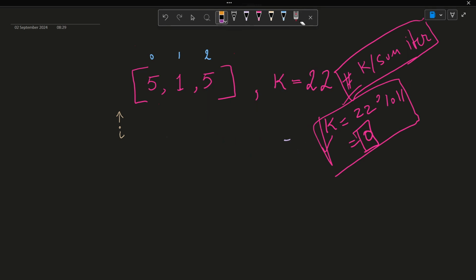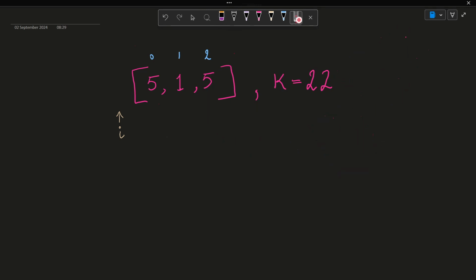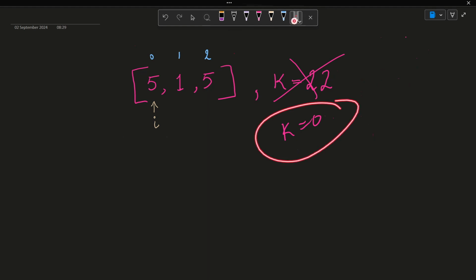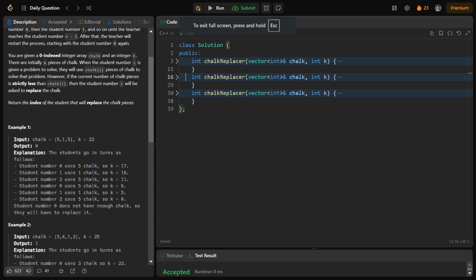So clearly I'll just remove all of this. What I'm left with is k equal to 0, and we are starting our solution exactly from this. So now I take this, go to the 0th student and say solve the problem, and the student is like, I need 5 chalks, give me 5 chalks. The teacher is like, I only have 0 chalks. So the teacher is like, you replace the chalk. And so in the first step itself, we know that it's the 0th student that has to replace the chalk. And this is exactly what you'll implement, and this is what you are expected to do in this problem, right?